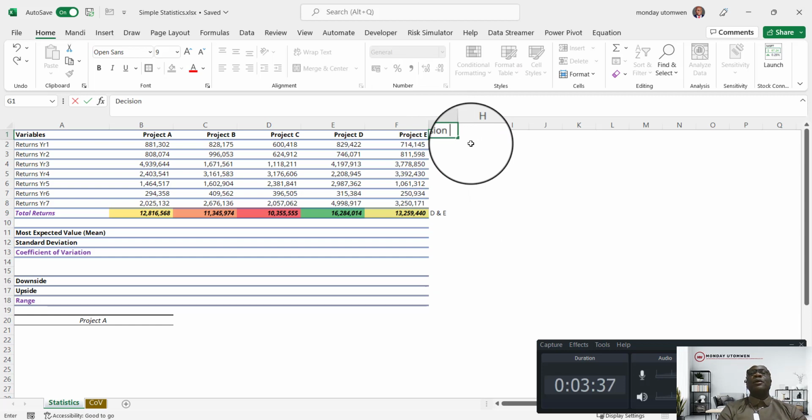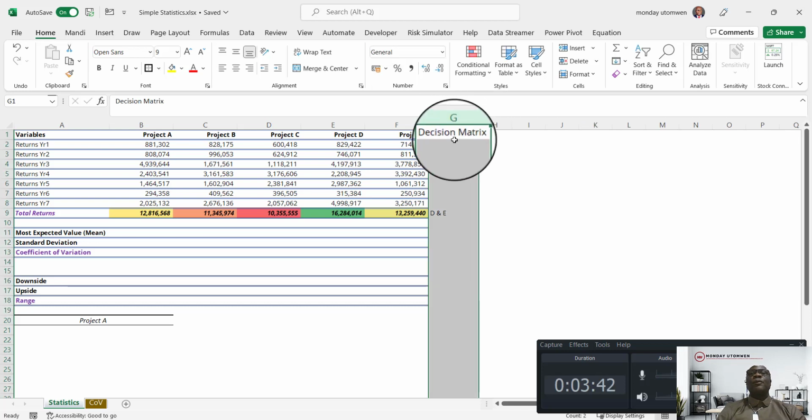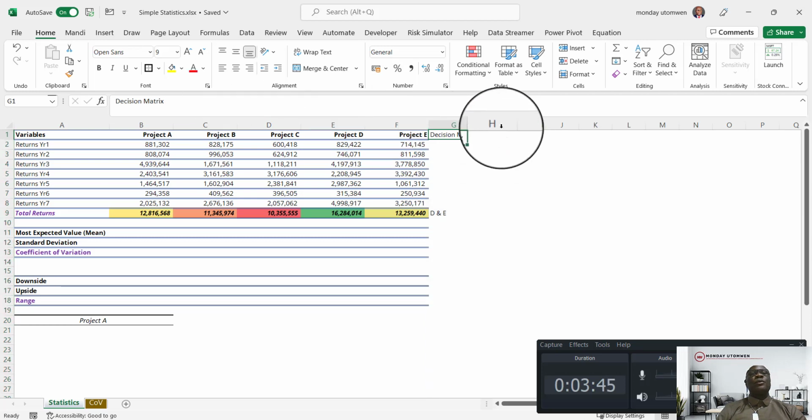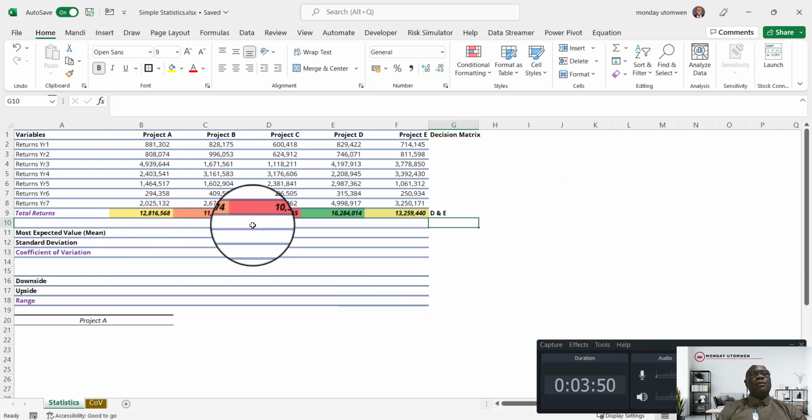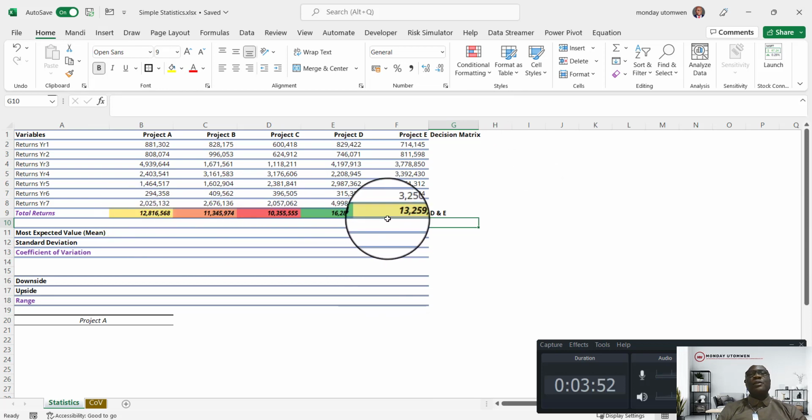decision matrix or table. Based on total returns for the 7 years, the investors or the management may be inclined to select these two projects that are returning the highest return in 7 years. But what about the risk element? What about the risk? Have you considered the risk of actually meeting this return requirement?